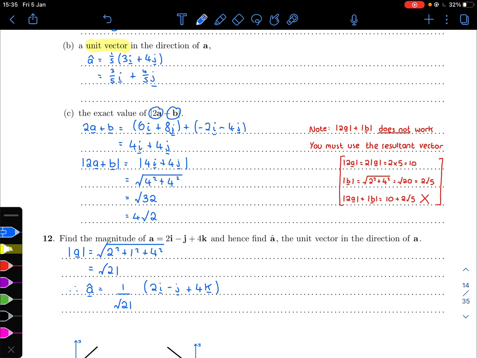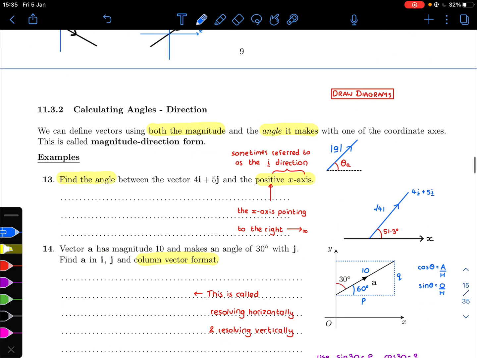Okay, so that bit was all about magnitude. The next little bit is about direction. Calculating the angle of the direction of a vector. And if we find both of those things, the magnitude and direction, then we're essentially defining it in what's called magnitude direction form. Basically, we state its magnitude and we state its direction.